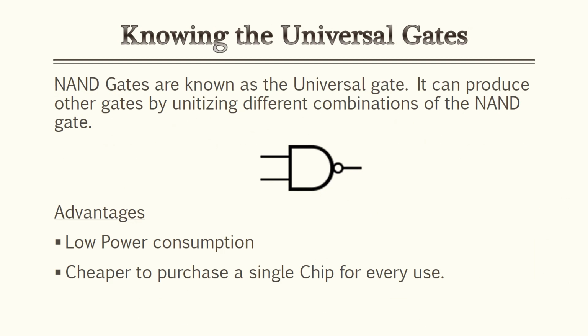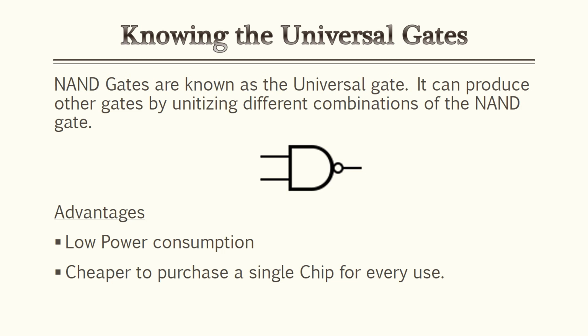Now, what is meant by universal gates? Well, there are two universal gates. There's NAND gates and NOR gates. NAND gates are actually known as your universal gate. It can produce other gates by utilizing different combinations of NAND gates. If you put several different NAND gates in different combinations, you can create different gates, such as OR gates, inverters, AND gates, and so on.